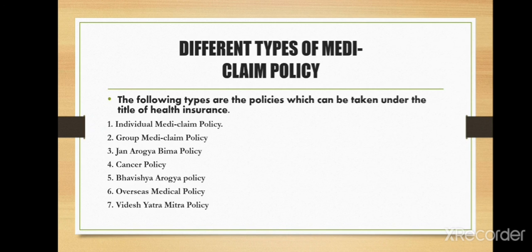See, these are the different types of medical policy. First is individual Mediclaim policy, second is group Mediclaim policy, third is Jan Arogya Bima policy, fourth cancer policy, fifth Bhavishya Arogya policy, sixth overseas medical policy, and seventh one is Videsh Yatra Mitra policy. These types of policies are not issued by Life Insurance Corporation of India, but by other subordinate insurance companies of the general insurance company. All these are government insurance companies.